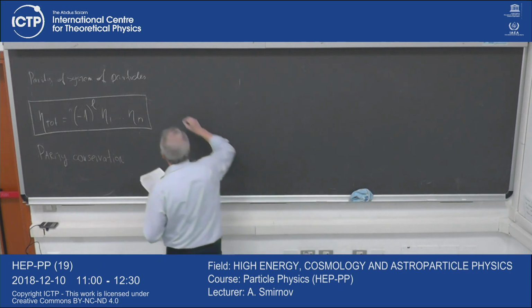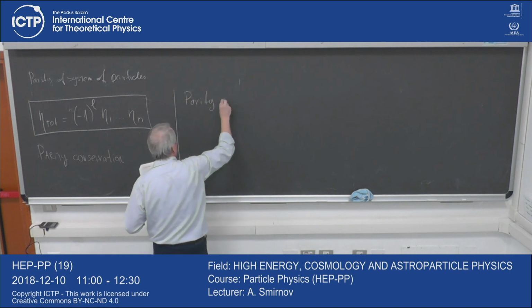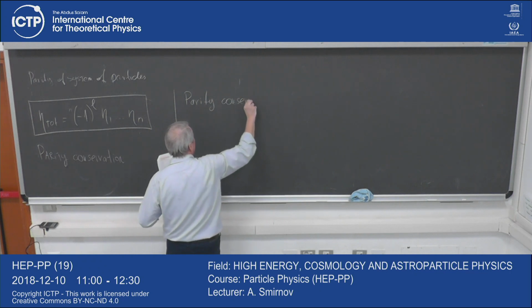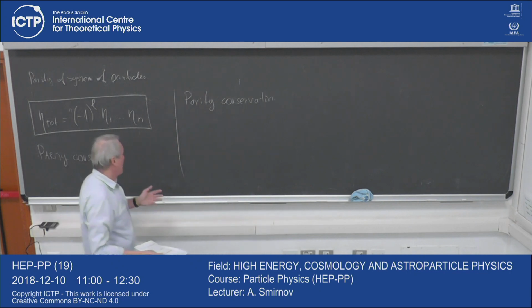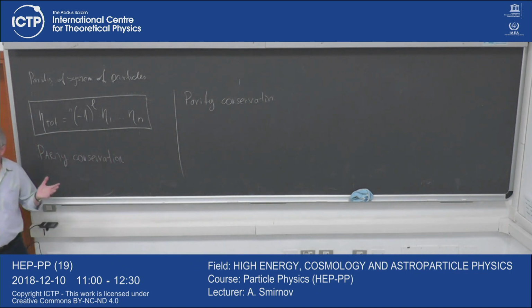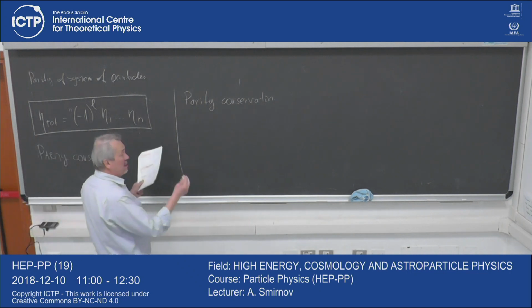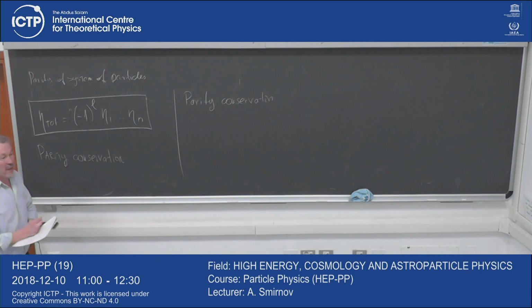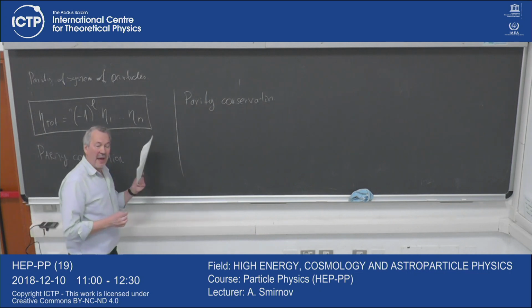Let me say a few words about parity conservation, or in general, conservation of what we call discrete symmetries. The symmetry which is associated with parity is discrete in the sense that the change is plus or minus 1. And this quantum number is multiplicative. For this case, the conservation is proven in a slightly different way than before.